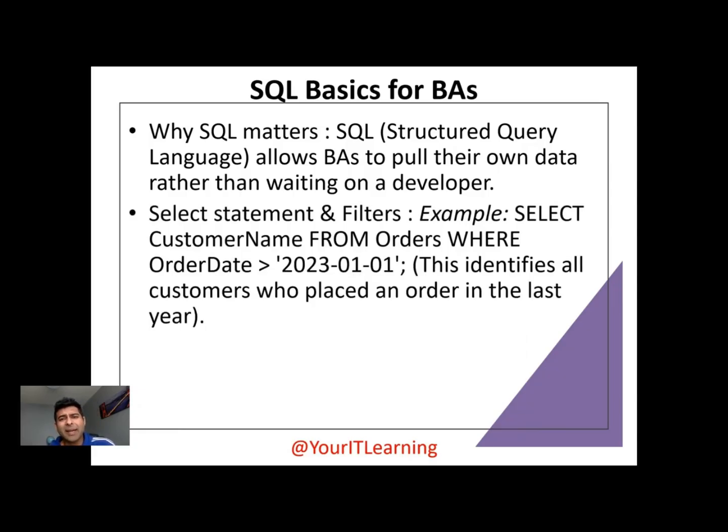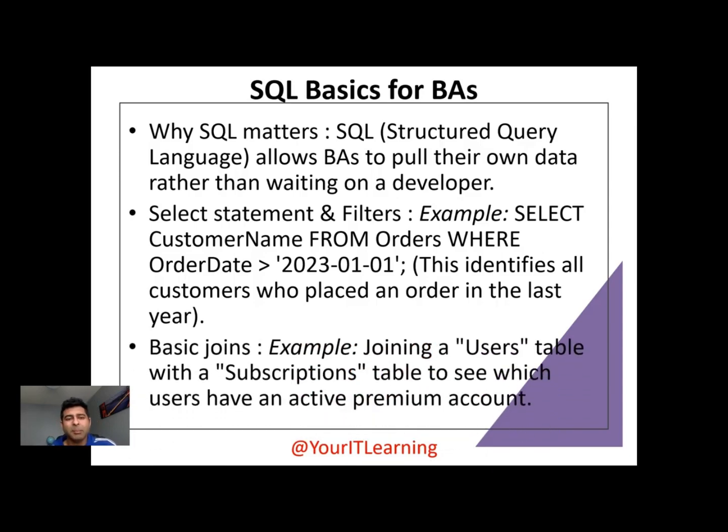Like a select statement and filter, an example would be select customer name from orders where order date is any date, it can be any date. This identifies all customers who placed an order in the last year. Basic join: an example would be joining a user table with a subscription table to see which users have an active subscription as of right now.